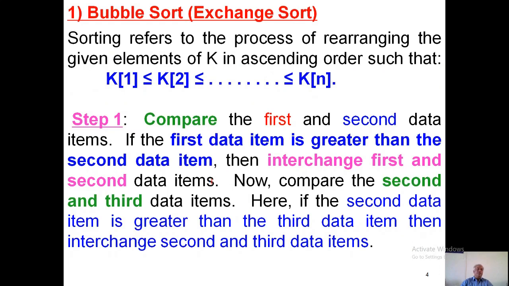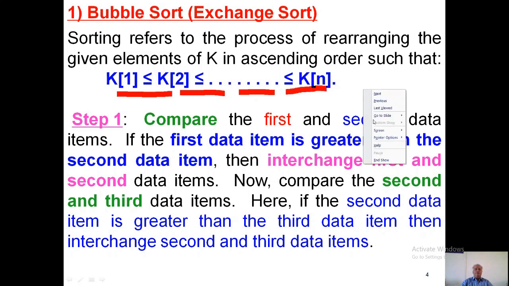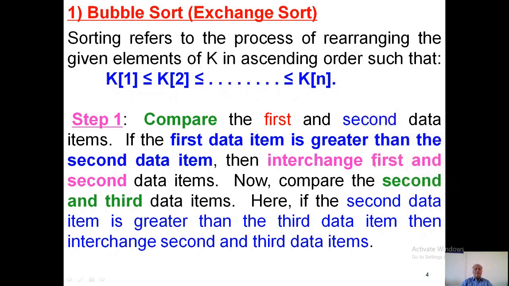First we will go with the bubble sort. It is also called exchange sort. Sorting refers to the process of rearranging the given elements of K in the list in ascending order, such that the first element is less than or equal to the second, which is less than or equal to the third, and so on up to the (n minus 1)th element being less than or equal to the nth.